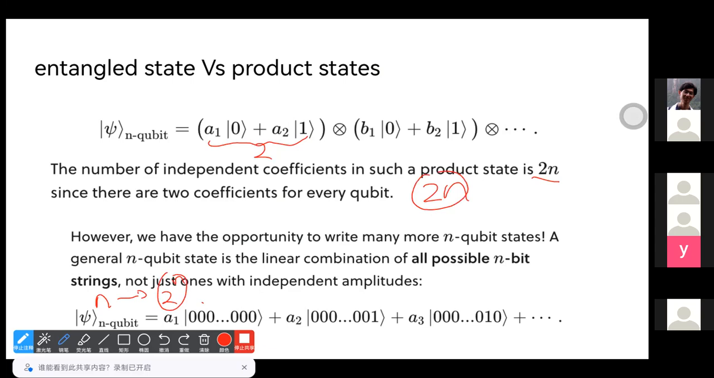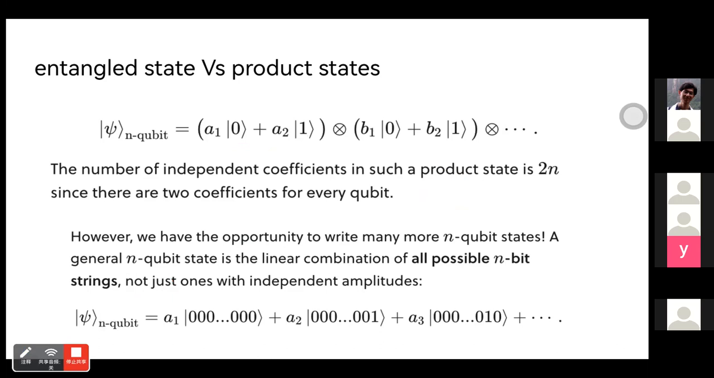Any question for this? Yeah, I have no problems. I have no questions here. I think this is the power of quantum computing, which allows us to handle an explosive number of states in the meantime.